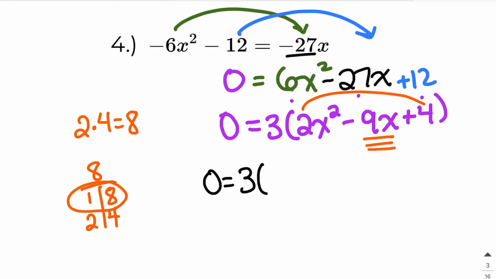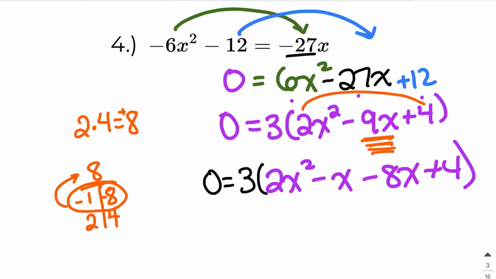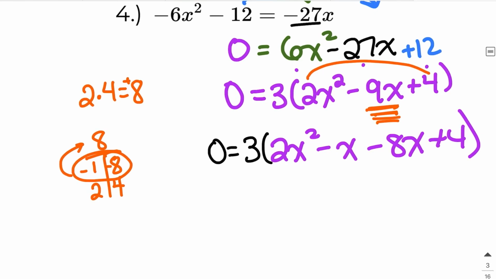So I'm going to use 1 and 8, but I'm going to use double negatives here. So negative 1 and negative 8 give us negative 9x when we add them together. But check to make sure they give us the number that we're looking for, which is a positive 8, and it does. So I'll copy down this 2x squared. Then I can write here minus 1x or minus x minus 8x plus 4. By the way, if you prefer guess and check, just go ahead and try it and then come back and see if you get the same answer as me.